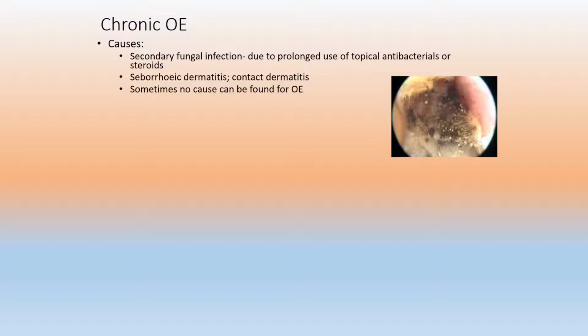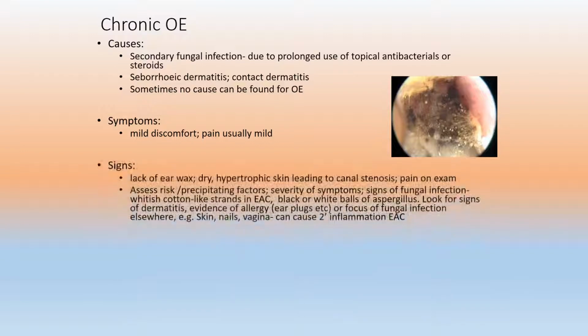Chronic otitis externa causes: secondary fungal infection due to prolonged use of topical antibacterials or steroids, seborrheic dermatitis, contact dermatitis. Sometimes no cause can be found for otitis externa. What are the symptoms? The first symptom is mild discomfort. It may lead to pain, usually mild. Then what are the signs? Lack of earwax: there is no earwax and the ear is dry. Hypertrophic skin leading to canal stenosis. Pain on examination.